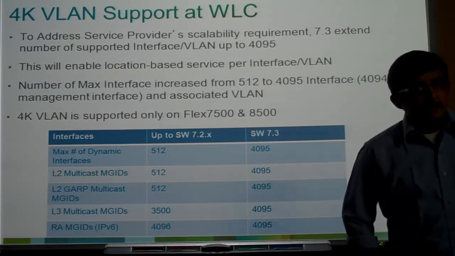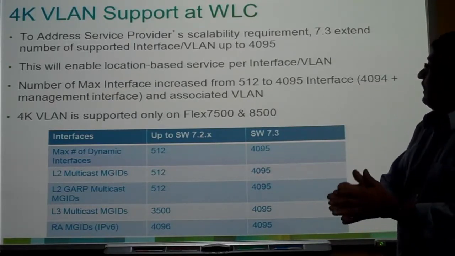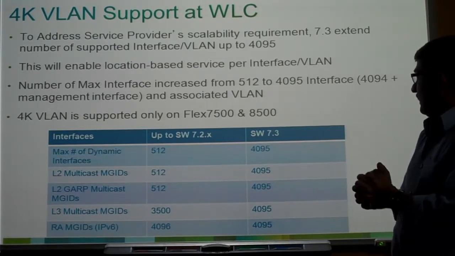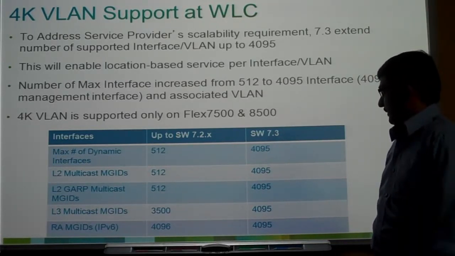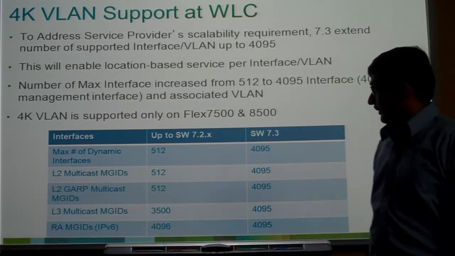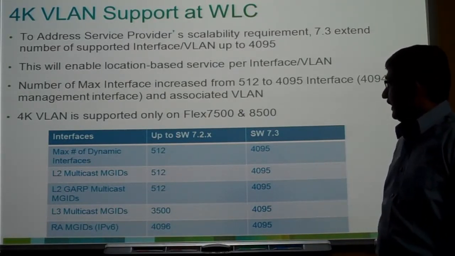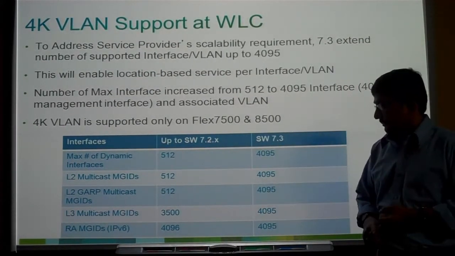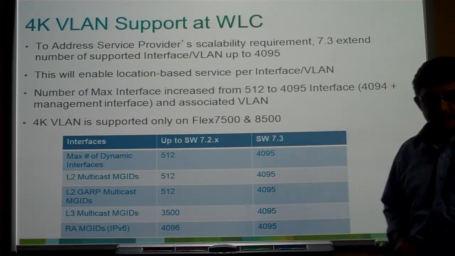This is another announcement, a major announcement based on customer input. The number of VLAN interfaces, we have now increased to 4095. So there's a fair comparison with prior to 7.3 of what those various numbers are in terms of interfaces. All of them have been increased: number of interfaces, L2 MGIDs, L2 GARP multicasting MGIDs, L3 MGIDs, and RA MGIDs for IPv6.